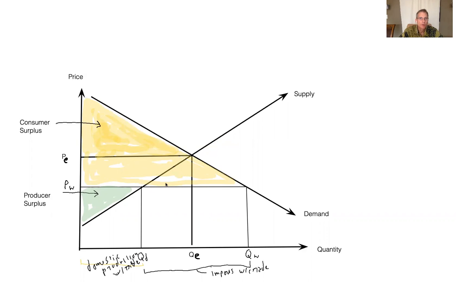Now, if you are one of the producers, you used to get all of this and it's been taken away from you. In other words, when you open up to trade, boom, your prices drop and the amount that you produce drops. So you get upset and you go to the government and you demand protection. And that protection can come in the form of either tariffs or quotas. So in the next video, we'll go over tariffs, and then we'll follow that with one on quotas.